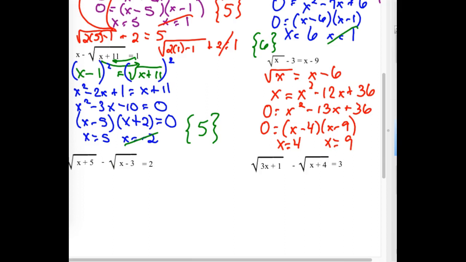If I put the 4 in there, square root of 4 is 2. 2 minus 3 is negative 1. That's not what I'm going to get on the right side. Okay, so 4 doesn't work. Plugging a 9 in, the square root of 9 is 3. 3 minus 3 is 0. On the other side, 9 minus 9 would also be 0. So 9 works.